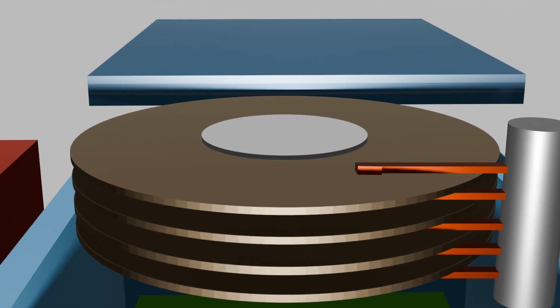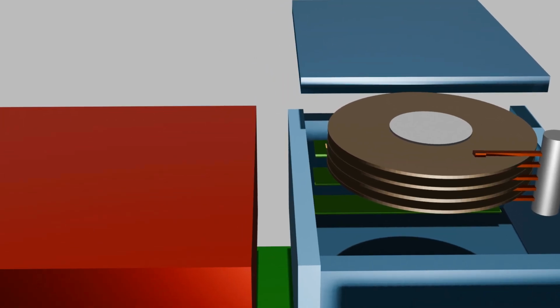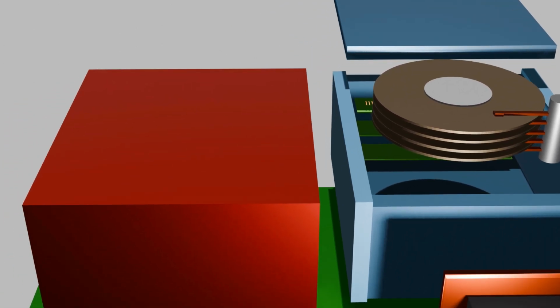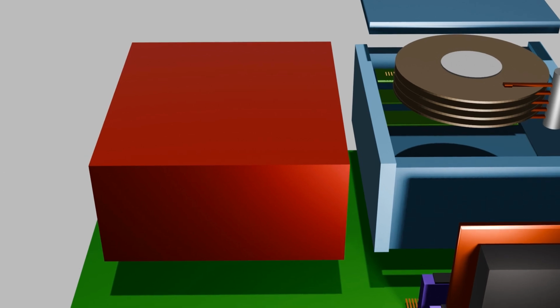The next unit shown here in red is the power supply. It is used to convert the 230 or 110 volts mains power to voltages that can be used by the electrical and electronic circuits of the computer.